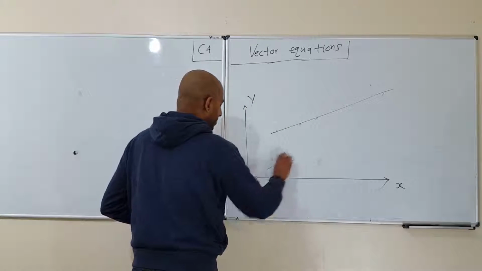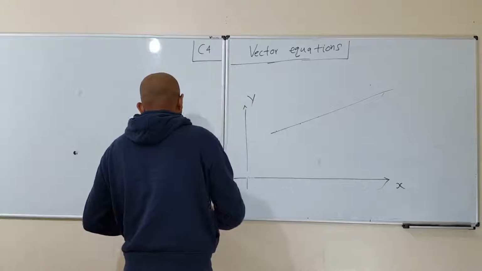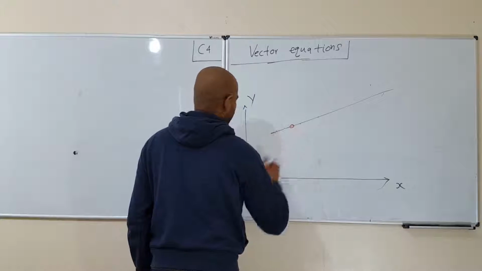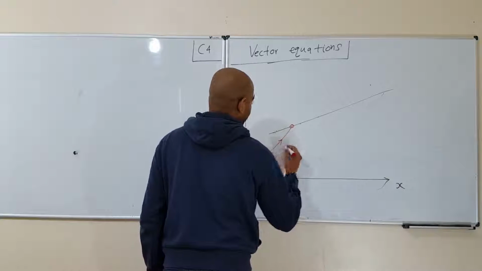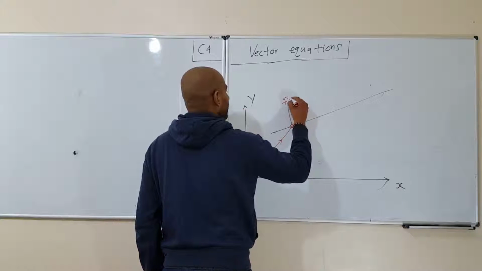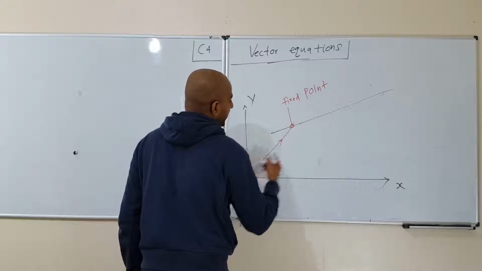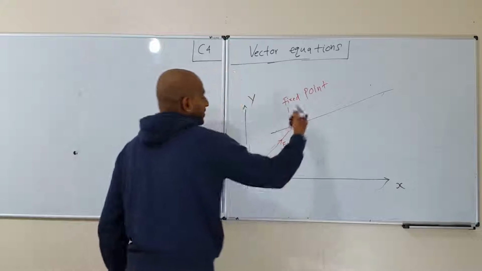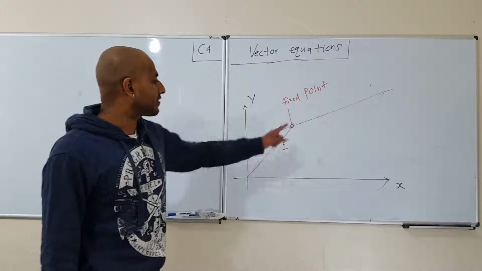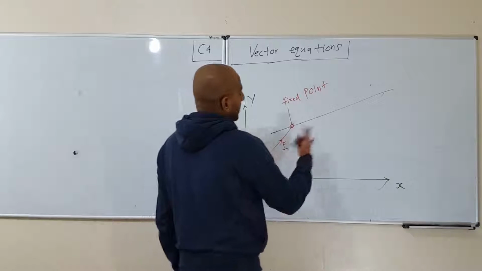Now let's assume we know one point, a fixed position on this line, a fixed vector. Let's say that's given as f, because it's fixed. Obviously all these points are fixed anyway. The reason I say fixed is that it's a known point. It could be 2i plus 3j or whatever.